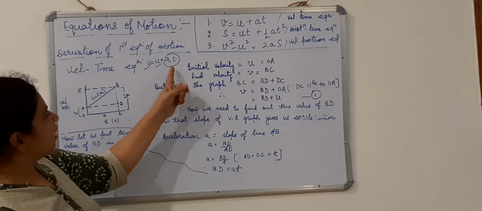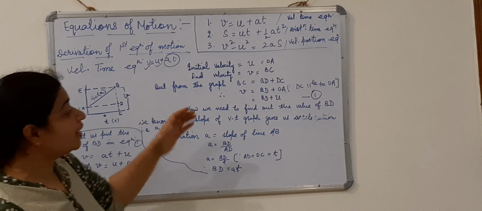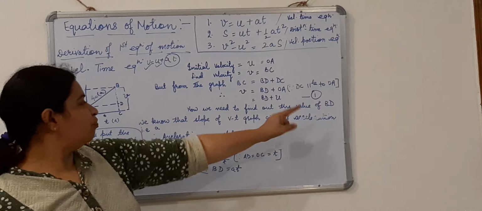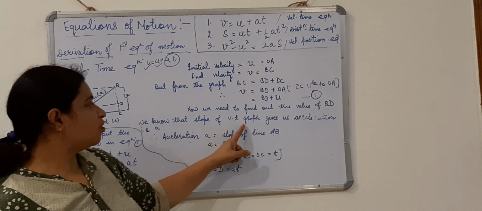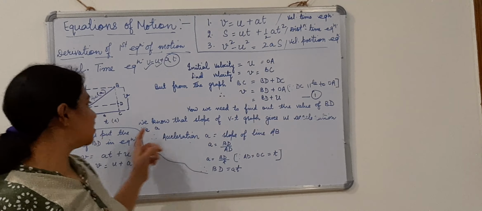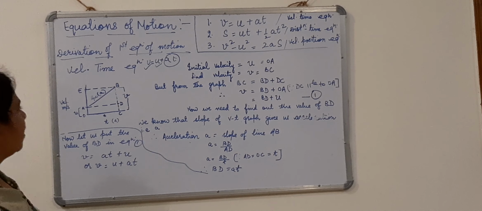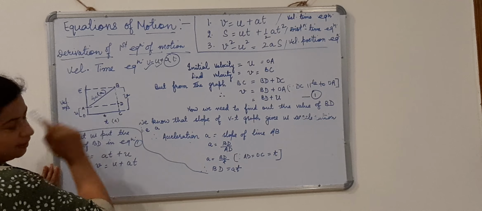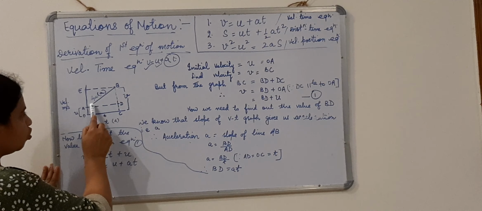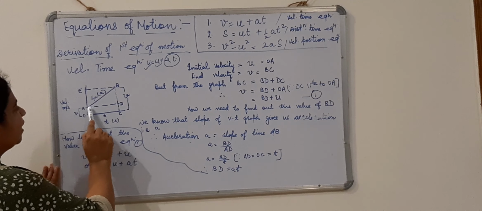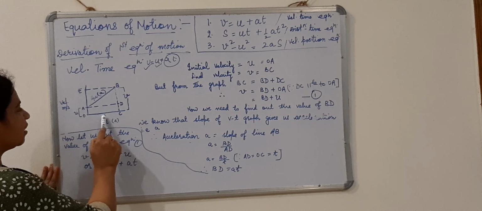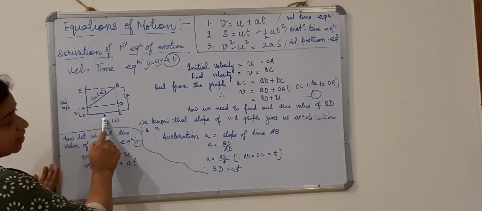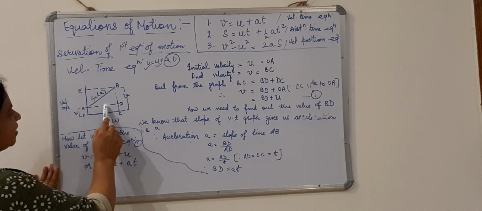Now what else do I need here? AD. How do I get AD? Now let's see how we get AD here. Now we need to find out the value of BD. We know that the slope of a velocity-time graph gives us the acceleration, that is a. There is a triangle now, BAD. In this triangle, this is the slope which represents the acceleration. AD is the time because this is parallel to OC. So whatever the value of OC, that will be the value of AD, that is T.